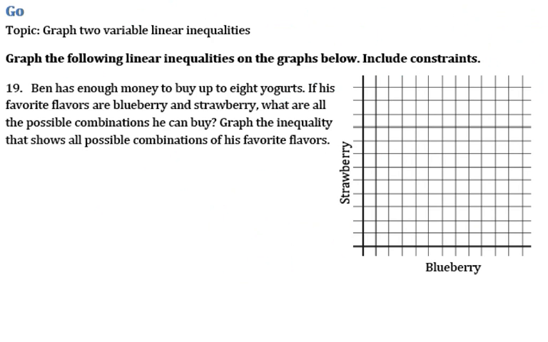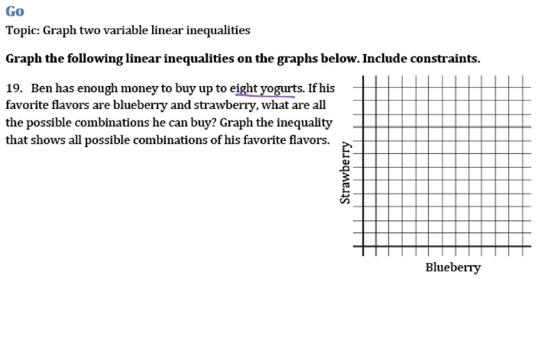That's where it is. Alright, now this last one is talking about graphing 2 variable linear inequalities. So graph the following linear inequalities on the graphs below, include constraints. Ben has enough money to buy up to 8 yogurts. If his favorite flavors are blueberry and strawberry, what are all the possible combinations he can buy? Graph the inequality that shows all possible combinations of his favorite flavors. So, strawberry and blueberry. He can buy up to 8 yogurts, right?